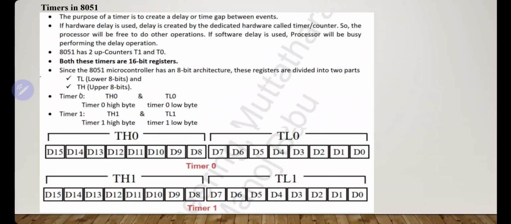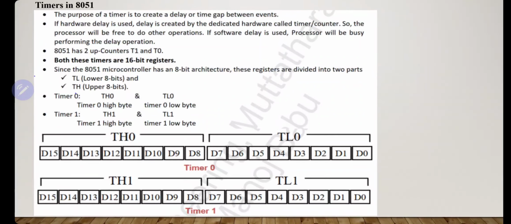Now, if hardware delay is used, the delay is created by the dedicated hardware called timer or counter, so the processor will be free to do other operations. If software delay is used, the processor will be busy performing the delay operation. So there is hardware delay and software delay. In hardware delay, the delay is given by the timer or counter, so the processor will be free to do other operations.